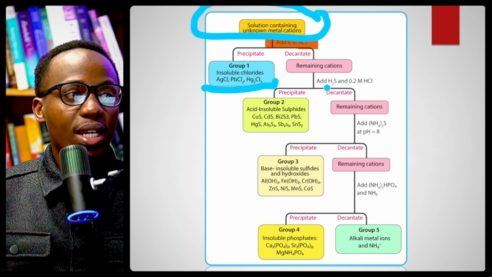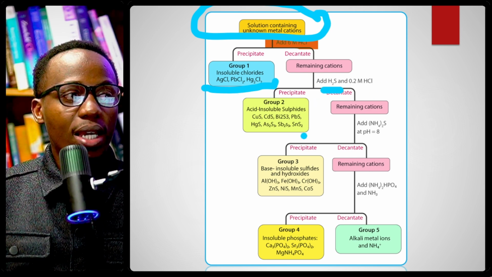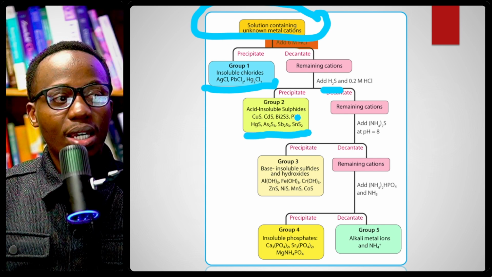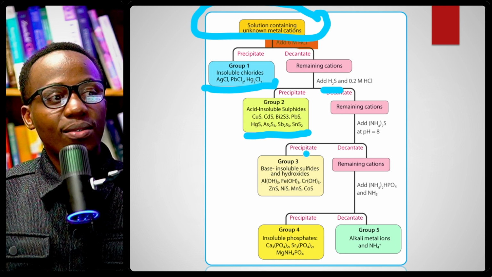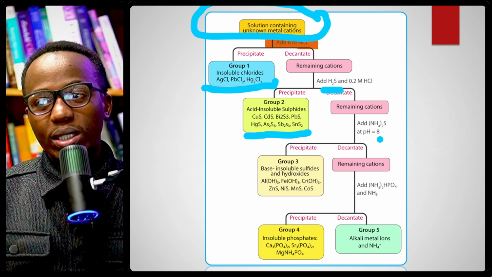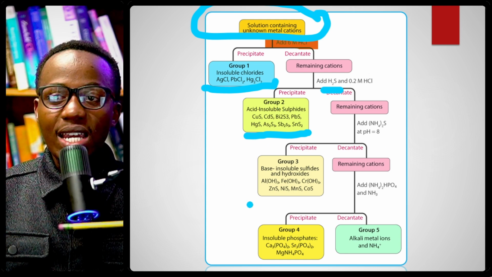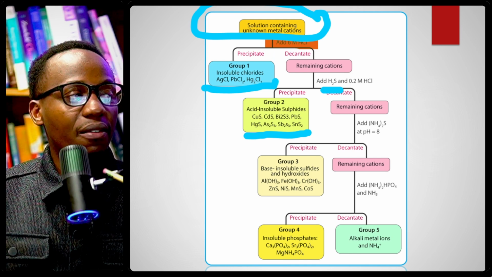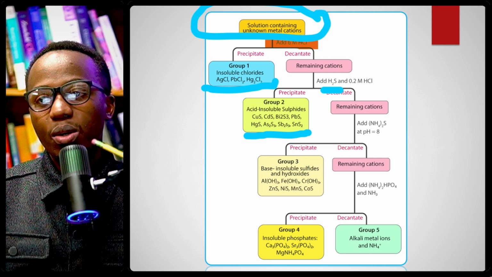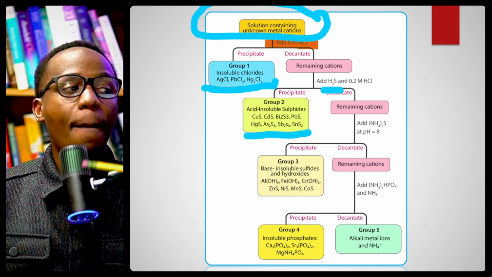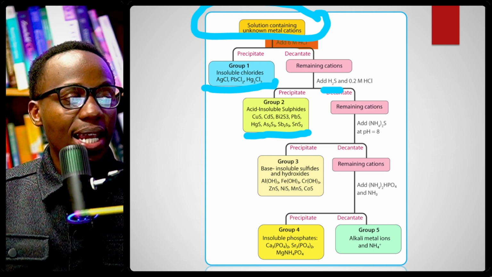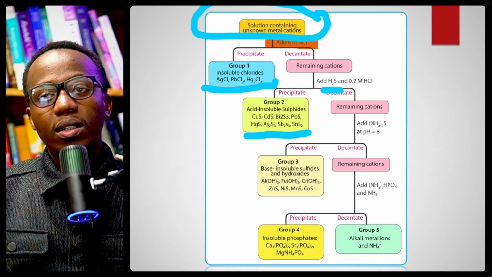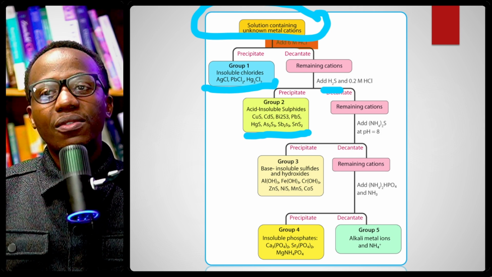And then you can add H2S. Why? Because we know that these group 2 ions precipitate when they're bound to S, right? And then after that, you do more tests. So this is a series that we do so that we can tell exactly what we have in a mixture. This is what we usually do in a lab. But what we're doing today is a condensed version of it.